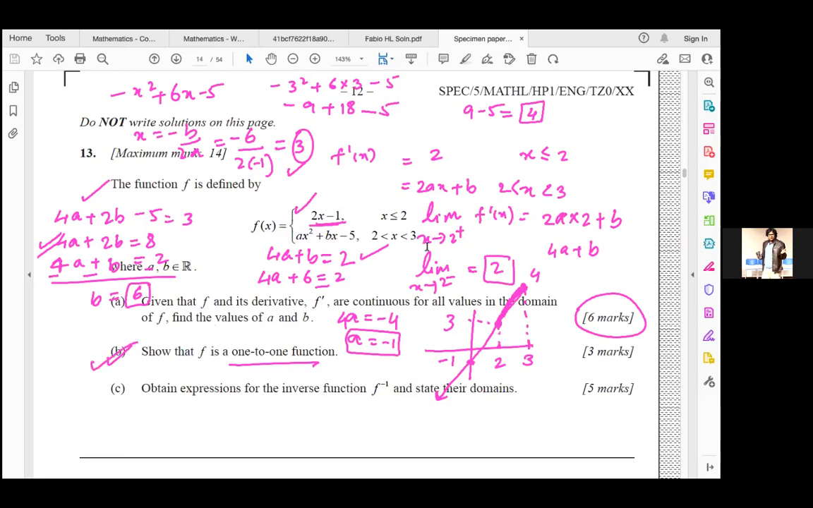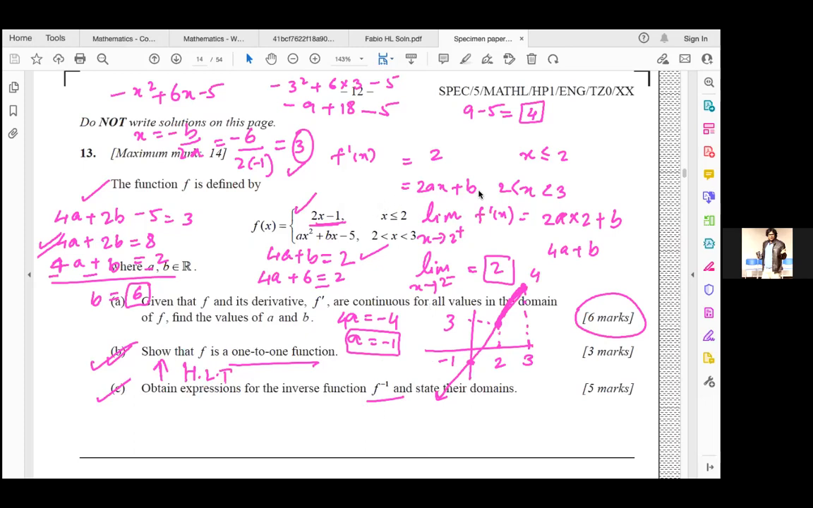Now it clearly shows it is a 1-to-1 function, for the reason that it is purely increasing. You can see the slope is always positive. Or you can say it passes the horizontal line test, since if you draw a horizontal line, it cuts the graph at only one point. Hence, it is a 1-to-1 function. The next part they're asking is to write down an expression for the inverse of this function.